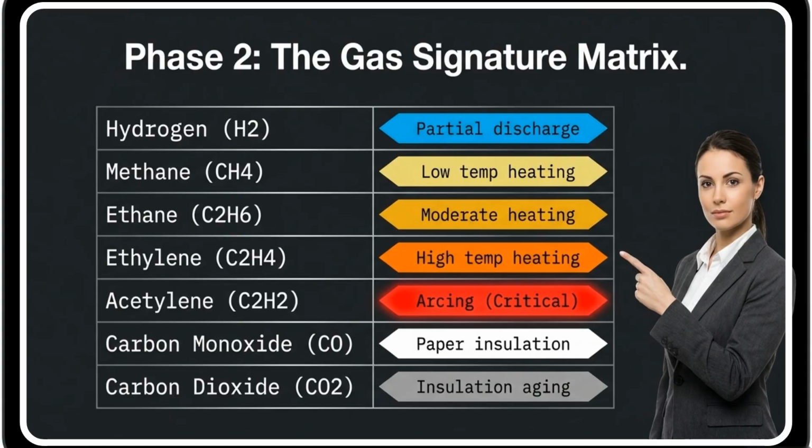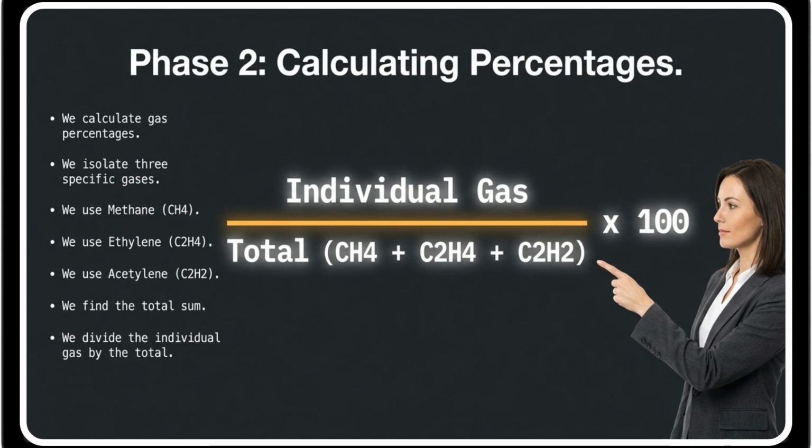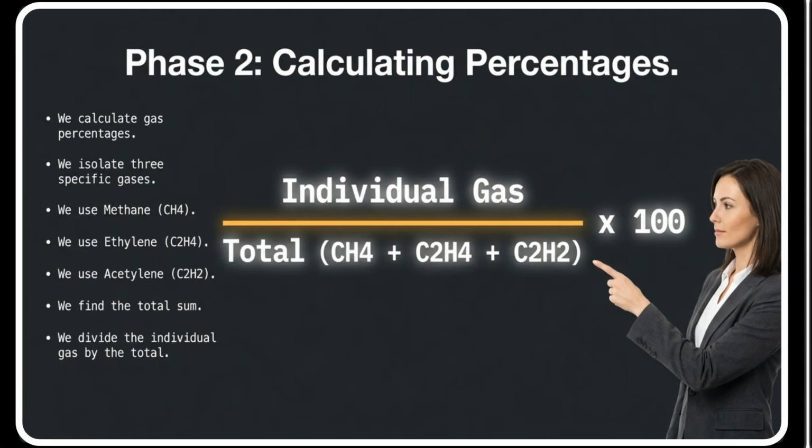Phase 2 involves the gas signature matrix, where specific gases indicate different faults. For example, hydrogen signals partial discharge, while acetylene indicates arcing, a critical fault. Next in Phase 2 is calculating percentages. We isolate methane, ethylene, and acetylene to find the total sum. The individual gas concentration is divided by this total and multiplied by 100 to find the percentage.